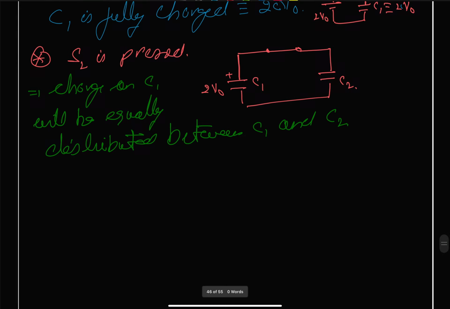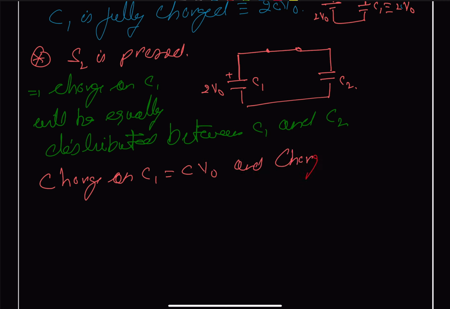Therefore, we can say that the charge on C1 will be equal to CV0, and the charge on C2 will also be equal to CV0. So we get the charge CV0, and here also CV0.